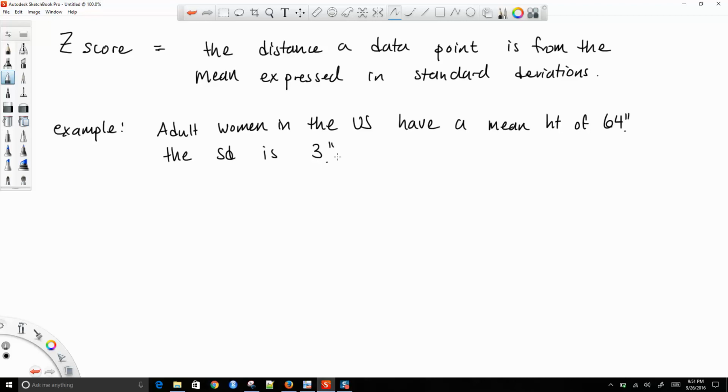All right, so a woman who is 67 inches tall, okay, is 3 inches above the mean. Okay. Her z-score is +1. Is that okay? She's 3 inches above the mean. Each standard deviation is 3 inches, so her z-score is +1.